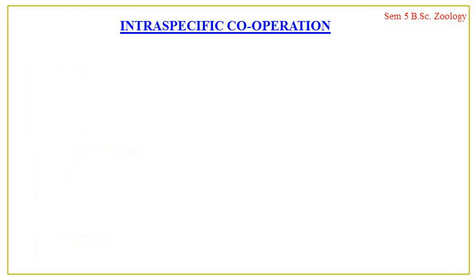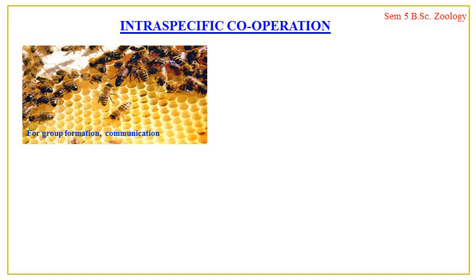Okay, so we are just going to watch the different figures under intraspecific cooperation. So the first one is group formation as well as communication through pheromones in honeybees, in other social animals. In honeybees, you can see for the communication what happens. I hope you have heard about the bee dance, right? It is the worker bees which move away from the beehive. They search for food, for example, pollen or honey in the flowers, etc.